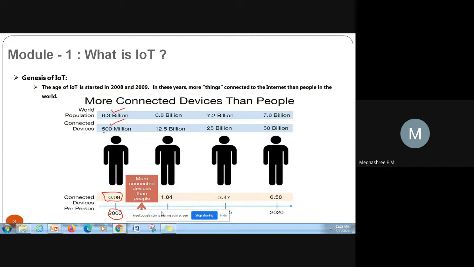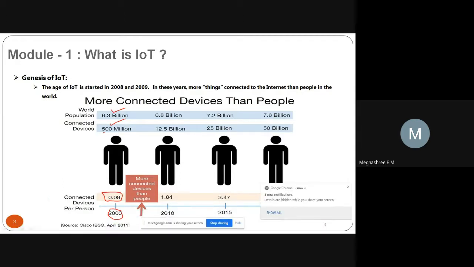As technology advanced, consider the year 2010: the connected devices per person has increased. That is 1.84. The population was 6.8 billion. The connected devices were 12.5 billion. You can see there is an increase, right? When you compare 2003 to 2010, the number of connected devices with respect to population was less in 2003, whereas it has increased here.